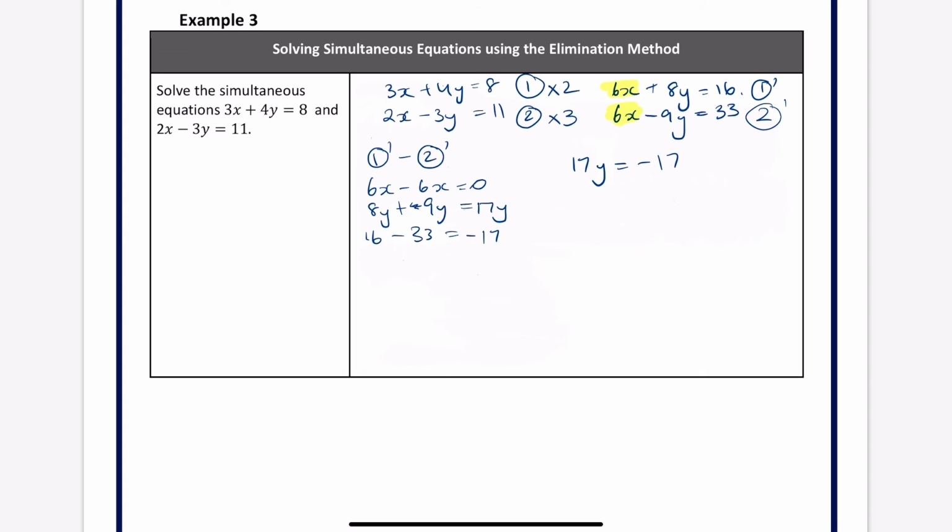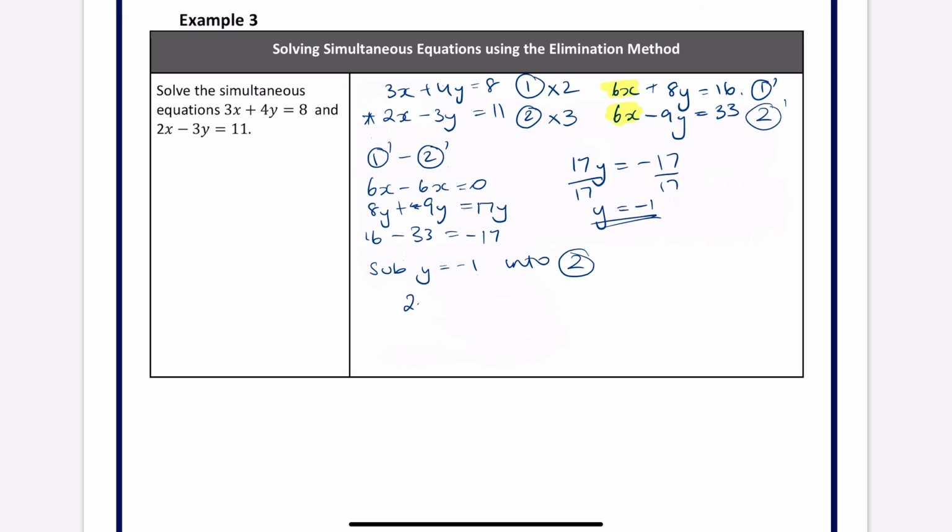So we divide 17 on both sides. y equals 17 divided by 17 is 1, but we've got a negative here, so it's going to be negative 1. Okay, so now that we have the solution for y, we have to find x. I'm going to substitute y equals -1 into the second equation for this one. You could use any of the four, whatever you choose, but I'm going to choose this one.